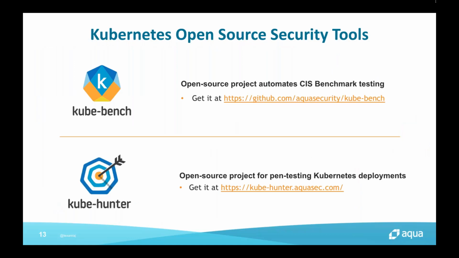Some of our open source tooling that is shown here are KubeBench, which just provides the CIS benchmark, and also KubeHunter, which gives you the pen testing capability for your Kubernetes deployment. And again, these two products are already rolled into Aqua's platform, and that way, you get the full benefit of the open source security tools as well. But you guys can go to github.com/aquasecurity and download these products and play with them as well.